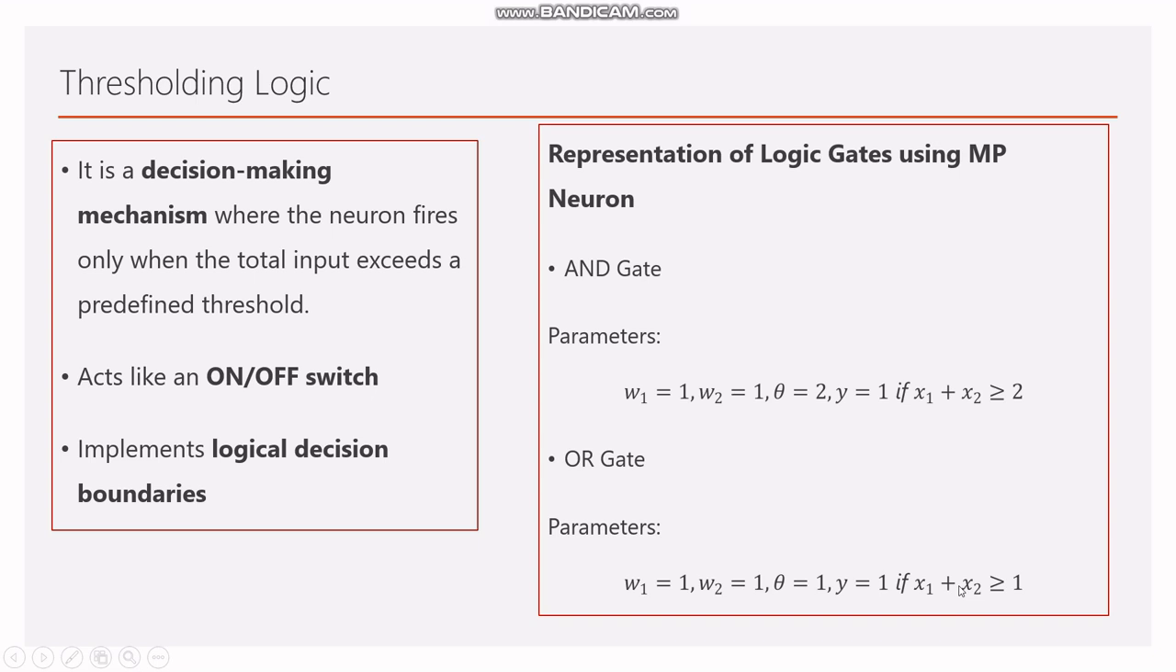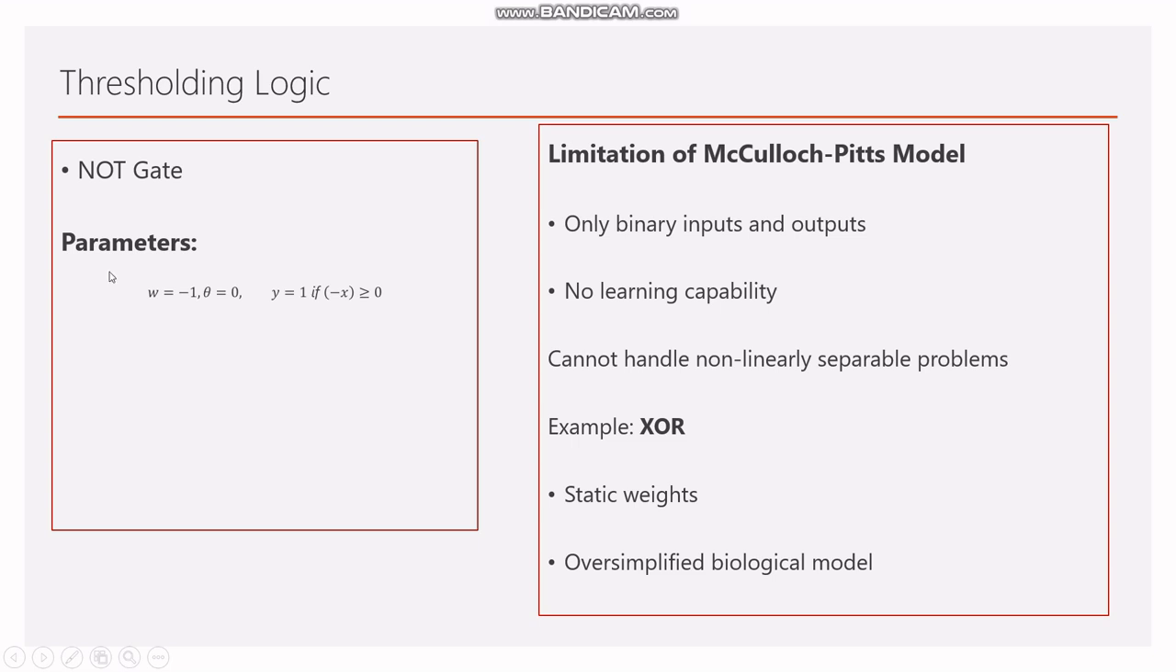For the NOT gate, again, if the input is 0, the output is 1, and if the input is 1, the output is 0. So y equal to 1 if a negative input is given. Okay, the threshold is theta.